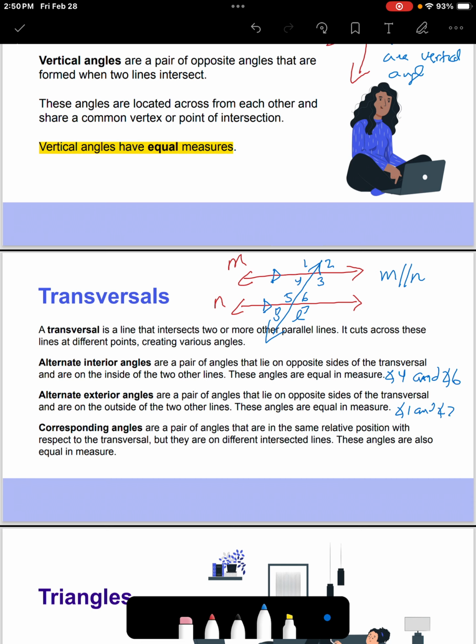and 2 and 8. Corresponding are pairs of angles that are on the same side, but one's on the inside, one's on the outside. So corresponding would be like angle 2 and angle 6. And there's actually 4 of those. And angle 3 and 7. In each one of these cases, these are all equal. Whether corresponding, alternate interior, or alternate exterior, they're all equal in measure with their corresponding pair.